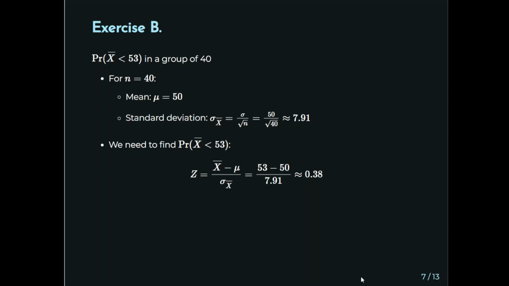So sigma of x bar is sigma divided by the square root of n, which is 50 divided by the square root of 40, which is approximately 7.91. So we need to find the probability of x bar being less than 53, and again, we use the z-scores. So z equals x bar minus mu divided by sigma of x bar, which is 53 minus 50 divided by 7.91, and that is approximately 0.38.